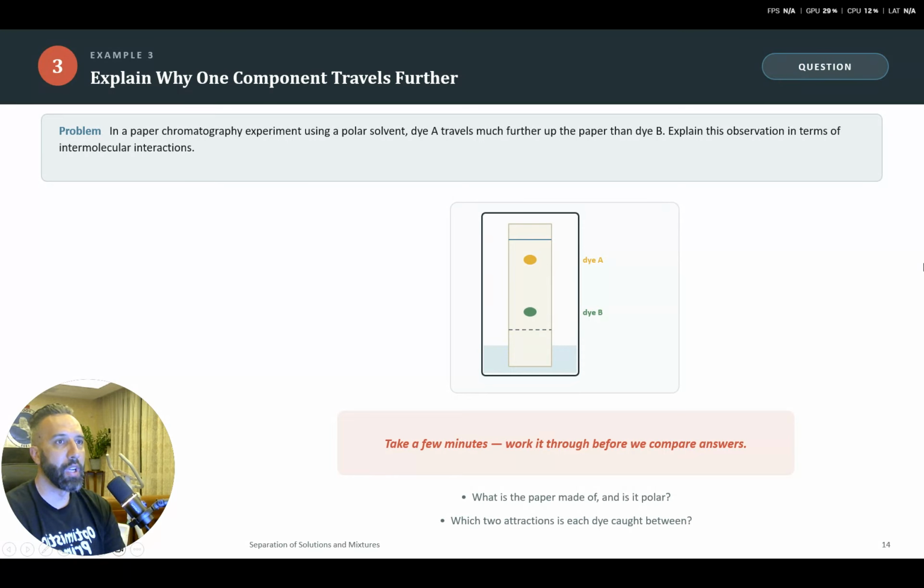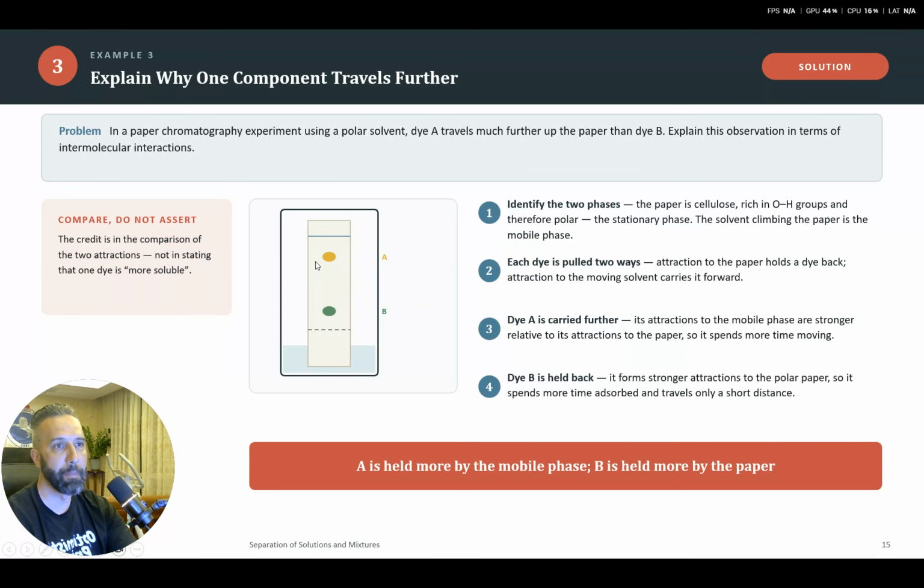In a paper chromatography experiment using a polar solvent, so the mobile phase is now polar, dye A travels much more than B. What does that mean? Well, a polar solvent pulls A faster than it pulls B.